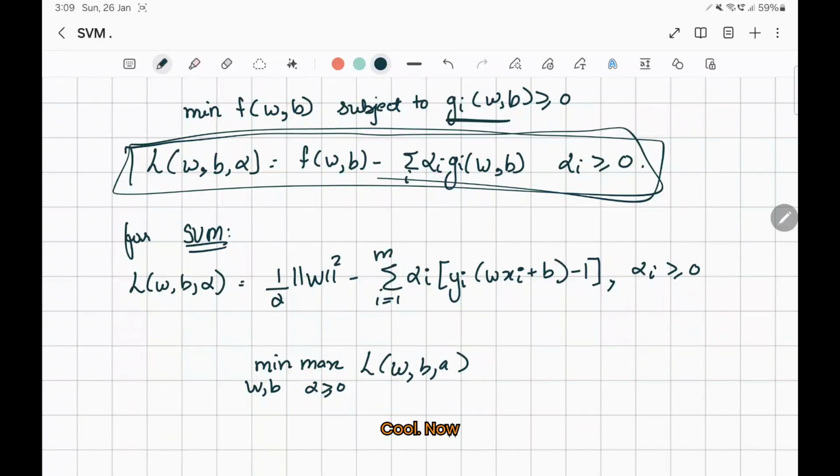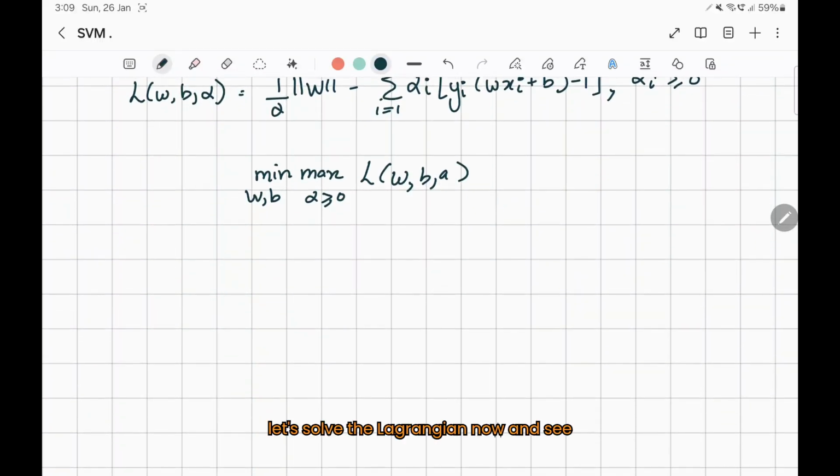Cool. Now let's solve the Lagrangian and see what we get. To find the optimum weight vector, biases and alpha, we impose the Karush-Kuhn-Tucker conditions. These are a bunch of steps or conditions, there are 4 conditions. I cannot recollect exactly, I read about it in my master's days, but essentially these are step-by-step conditions you must fulfill to get to the optimum, right?